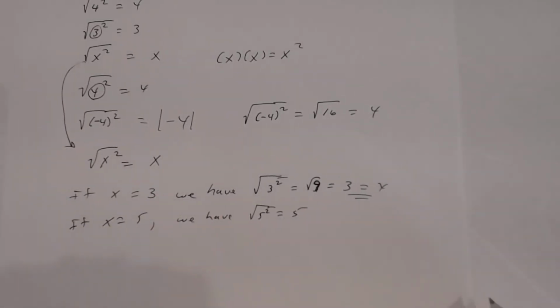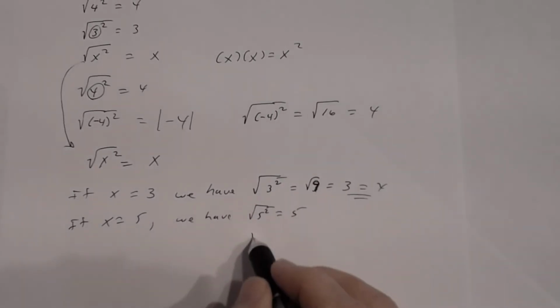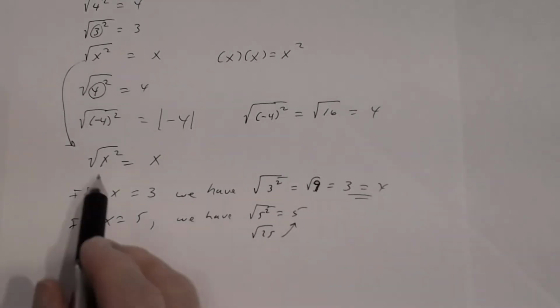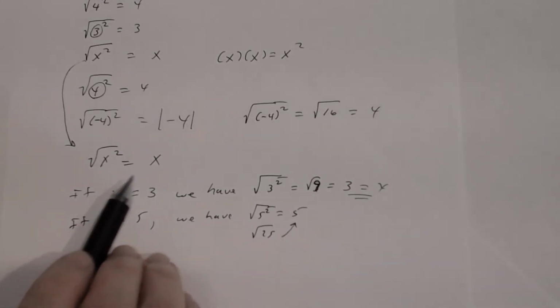So is that 5? Yes, it is. The square root of 5 squared is the square root of 25, which is 5. Okay, so it looks like the square root of x squared is x, right? Based on what we just did, it looks like that, but it's not. It is not always x.